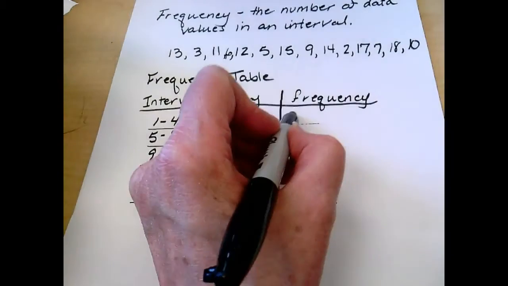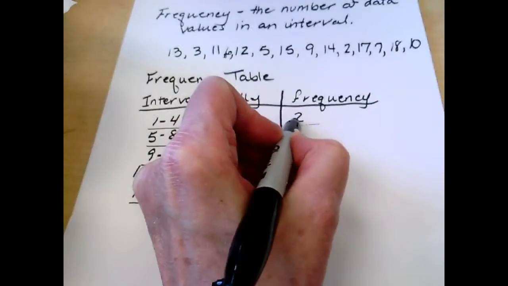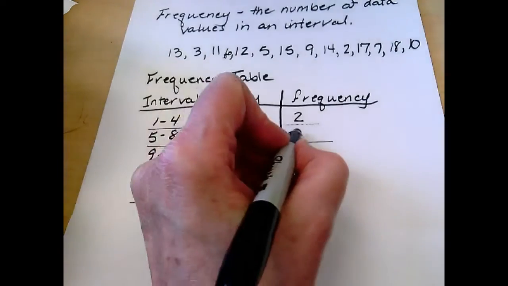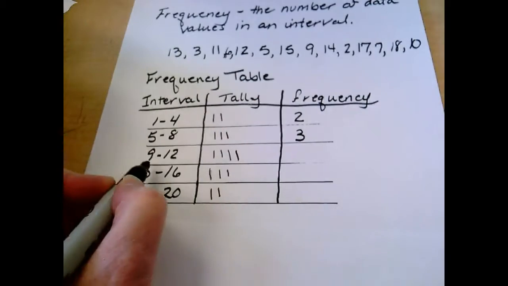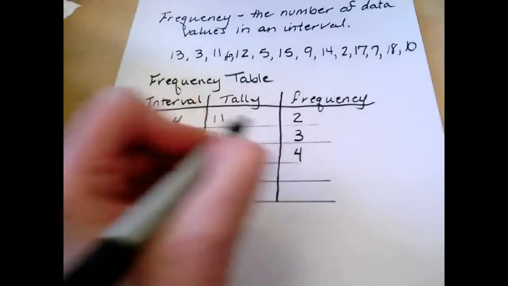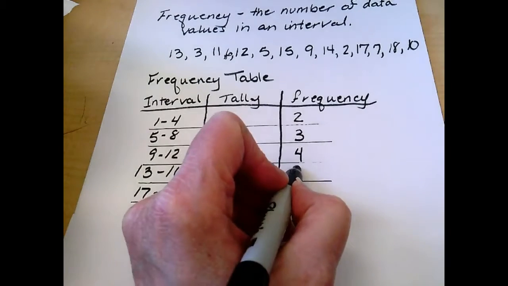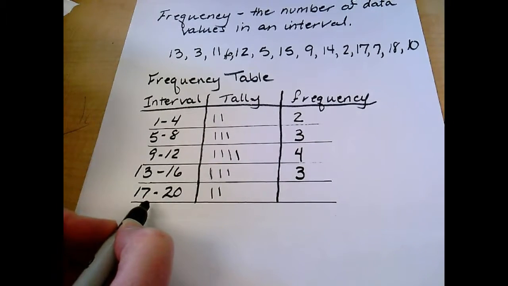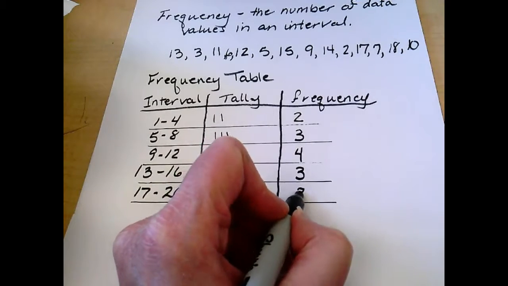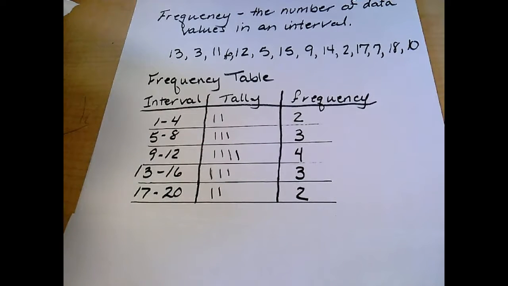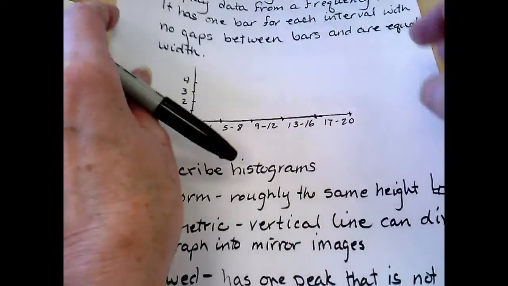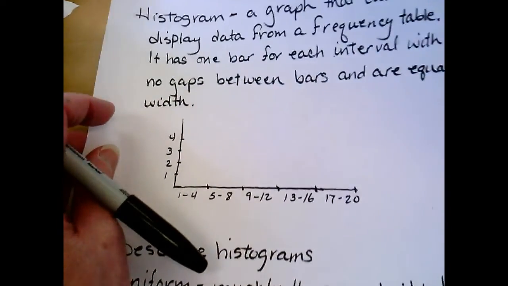So 1 through 4 happened twice. 5 through 8 happened, there's 3 of them. 9 through 12, 4. 13 through 16, 3. 17 through 20, there was 2 of them in that interval. And now I have my frequency table completed. I can move on and start with my histogram.